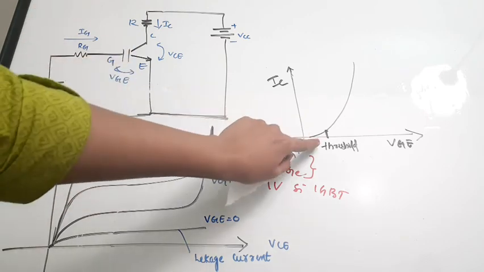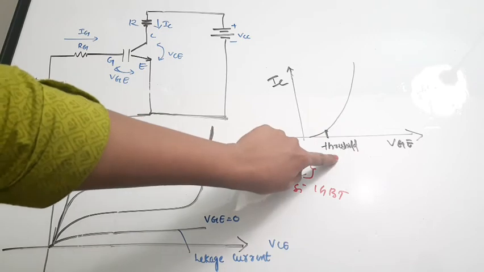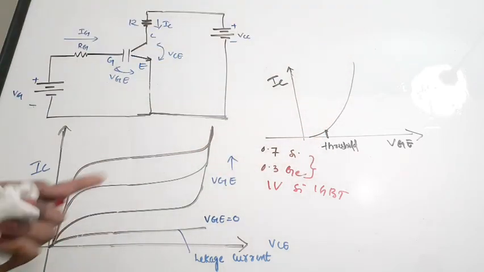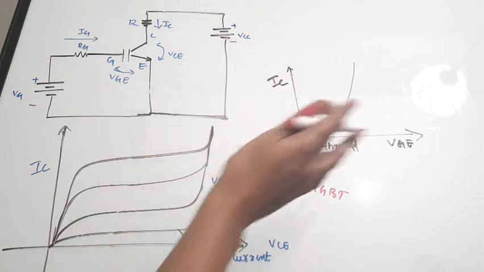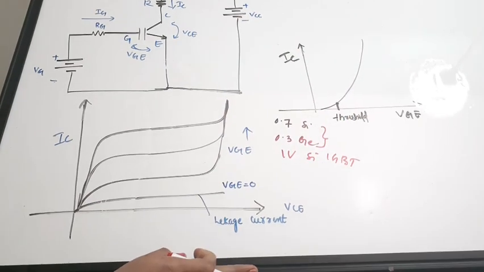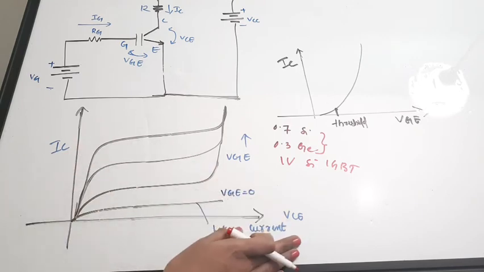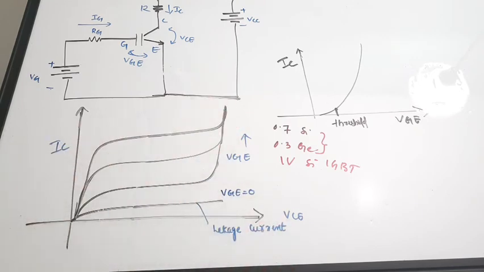Okay, so that's why I've marked a point here which is called threshold, and after the threshold the current will go very high. Okay, so this is the transfer characteristic. Now if you draw the output characteristic, that is between the output current and output voltage, it will look like this.